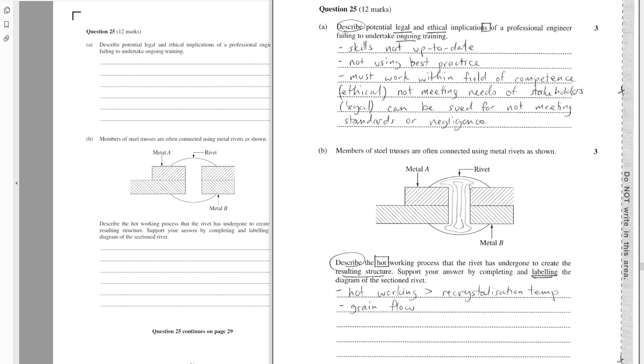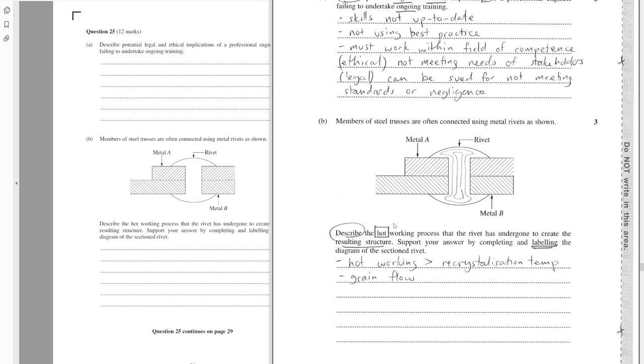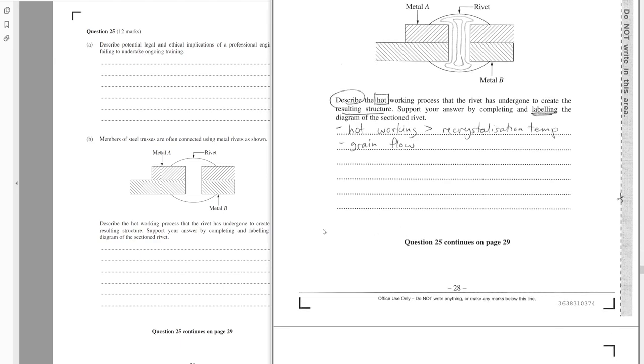Grain flow is the idea that these grains will flow around the object. So that's what we're looking at there. So we've seen these sorts of things before. We should know that forging and riveting is a process of forging is going to create grain flowing. Okay, let's move on.